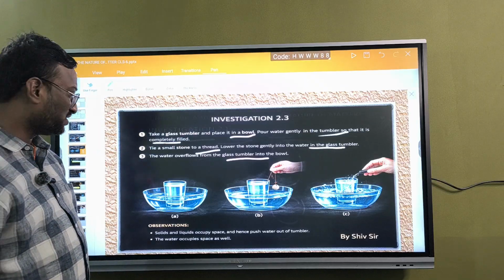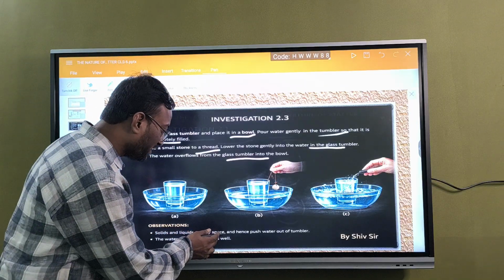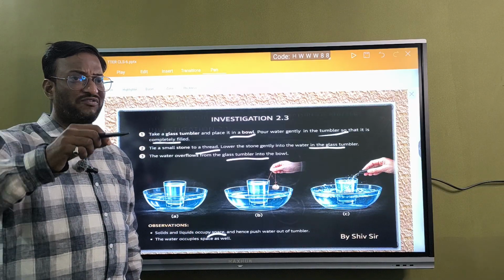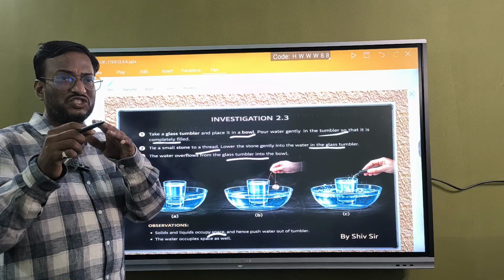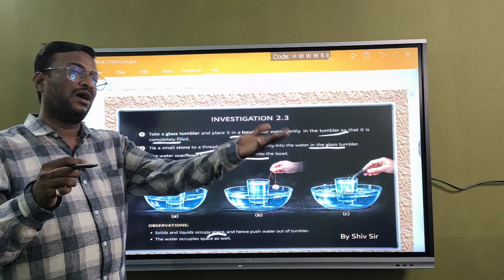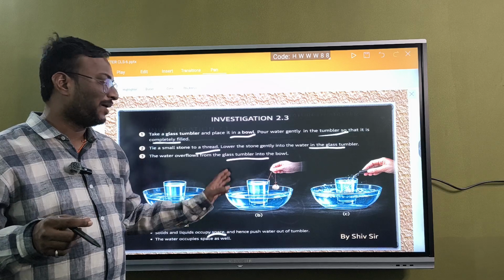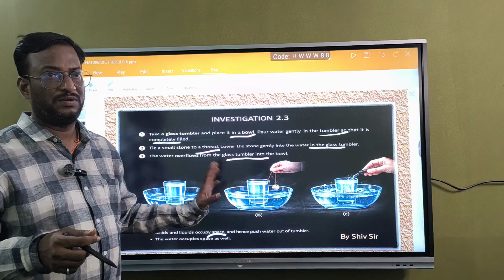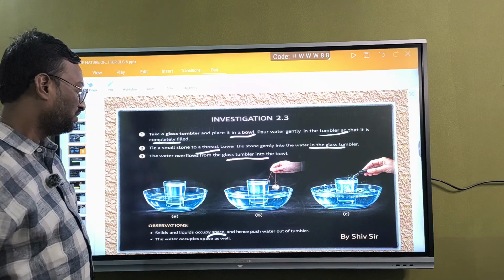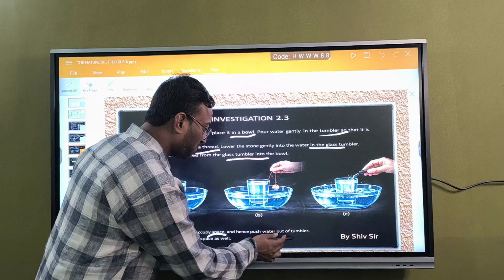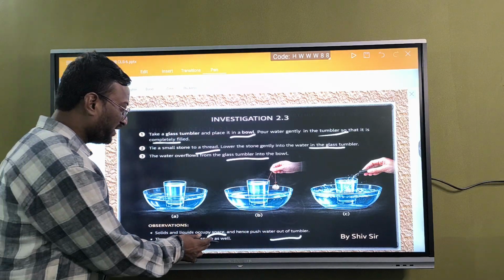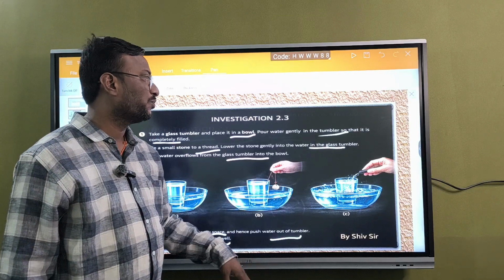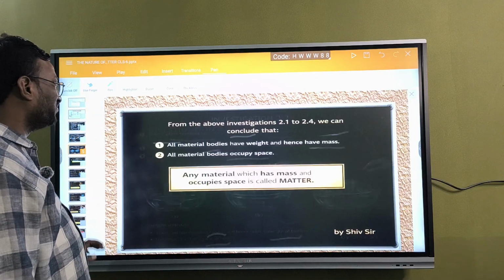Then from this what we can conclude? Solids and liquids occupy space, because when a solid comes in instead of liquid, that much amount of space is taken, and the water is poured out of the tumbler into the vessel or bowl, and hence the solid pushes the water out of the tumbler. The water occupies space as well. So from this we can conclude that water will also occupy space. So this is the investigation.